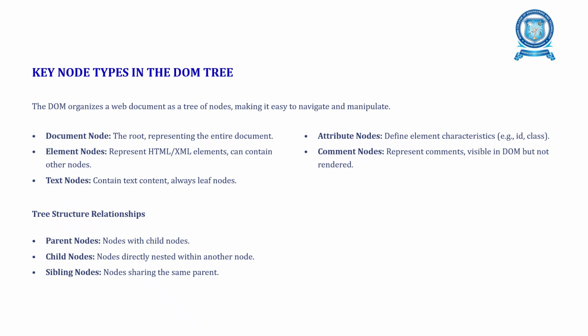Types in the DOM tree. A DOM organizes a web document as a tree of nodes, making it easy to navigate and manipulate. Document node: the root node representing the entire document. Element node: represents an HTML or XML element and can contain other nodes. Text node: contains text content and is always a leaf node. Attribute nodes: define element characteristics. Comment nodes: represent comments visible in the DOM but not rendered. Tree structure relationships. Parent nodes: nodes with child nodes directly nested within another node. Sibling nodes: nodes sharing the same parent.